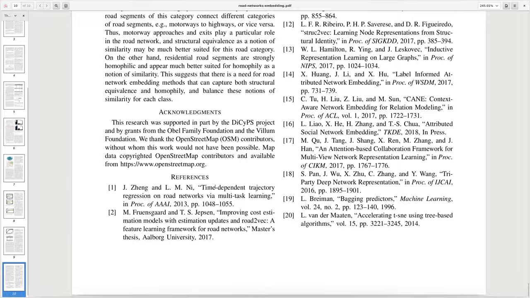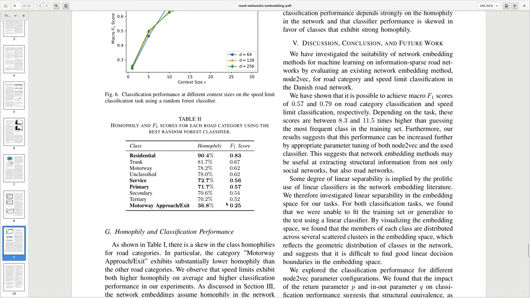Right, let's read the conclusion, and it will be all for this paper. Discussion, conclusion, and future work. We have investigated the suitability of network embedding methods for machine learning on information sparse road networks by evaluating the existing network embedding method node2vec for road category and speed limit classification in the Danish road network.